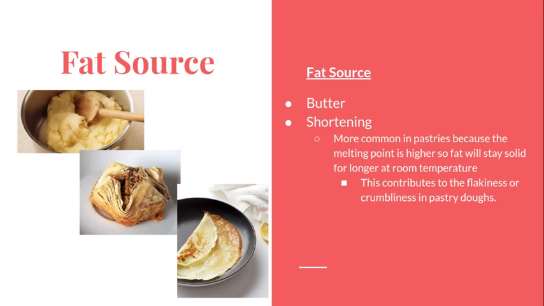The fat source for pastries is going to be butter or shortening. And actually, shortening is more common in pastries because with pastry, you typically want a flaky or crumbly end product. And because shortening stays colder for longer, so it has a higher melting point than butter, the fat will stay cold. And so, shortening is just preferred a little bit more in pastry over butter. But you can use butter and many recipes will call for that. You just have to make sure you work with it when it is cold.